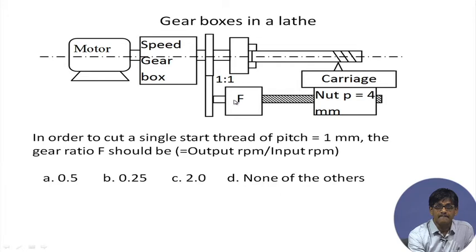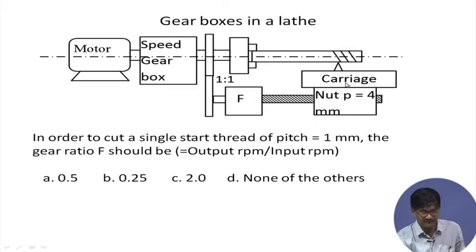So, once it passes through F, if this ratio of output RPM by input RPM is say F only, this will be 1 into F as the output. So, 1 into F is the rotational rate of this lead screw, and therefore, if pitch is 4 millimeters, the movement of the carriage will be 1 into F into 4, because 1 rotation gives 4 millimeters, F rotations give 1 into F into 4 millimeters of movement.